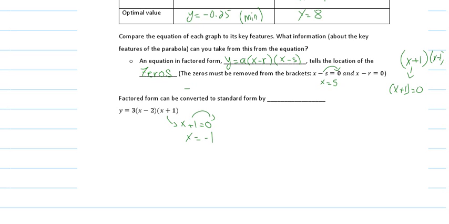Okay? Remember, they're called the zeros for a reason because we take them and we set them equal to 0. Then I bring this over and it gives me x equals 2. So my two zeros are minus 1 and 2. Okay? So when it's in factored form, you want to find the zeros, you take each bracket, set it equal to 0, and solve for x.